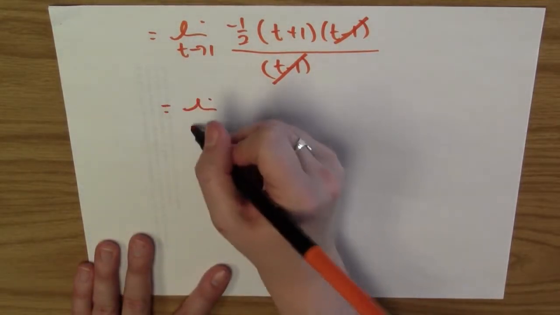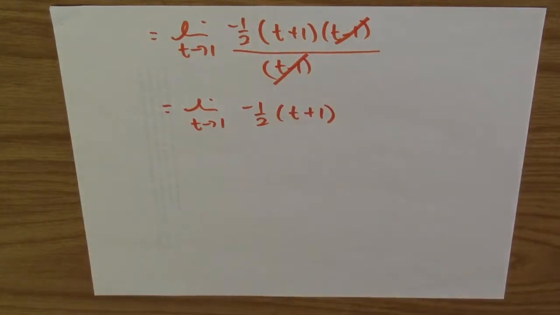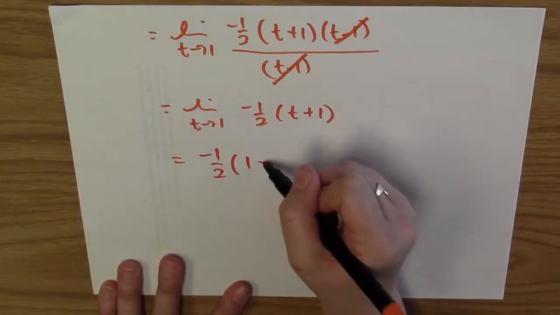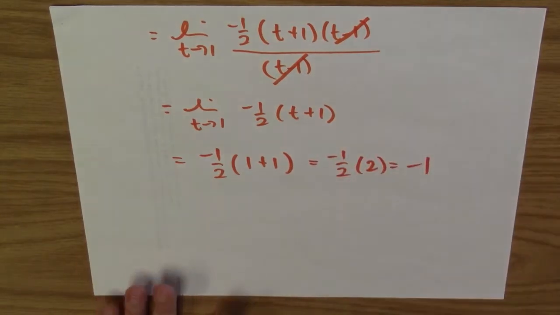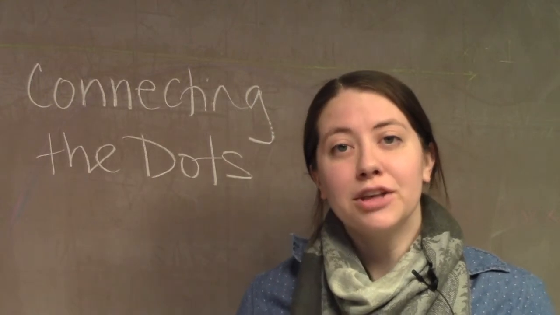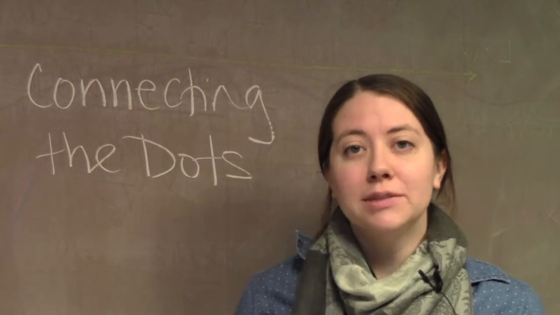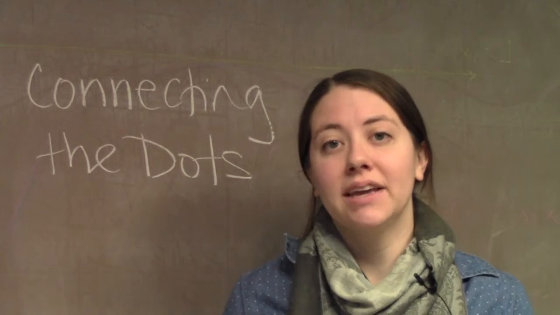Now, I have the limit as t approaches 1 of negative 1/2 times t plus 1. I don't have a denominator anymore, and in fact, this is just a polynomial, so I can go ahead and plug in t equals 1. So I get negative 1/2 times 1 plus 1, which is negative 1/2 times 2, or negative 1. So the slope of the tangent line is in fact negative 1, just like we guessed. Now we know without a doubt that the slope of the tangent line at t equals 1 is negative 1, or that the ball is moving 1 meter per second downward at the time t equals 1 second.